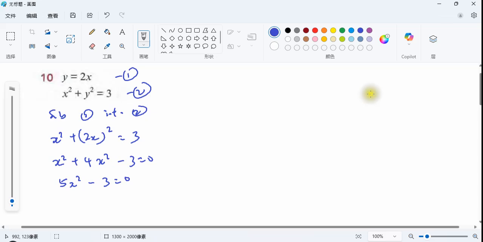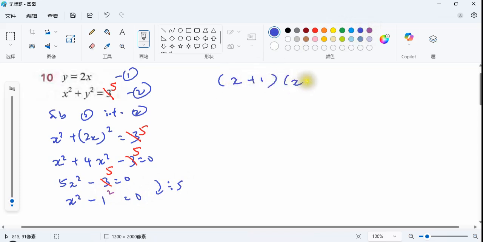The answer that I get is different from the answer provided in the textbook. So to get the answer provided in the textbook, then this one has to be 5. Okay, then we have the x squared minus 1 equal to 0, all divided by 5. And then this one is actually square of 1. So we have x plus 1, x minus 1 equal to 0. So x equal to negative 1 and x equal to 1.